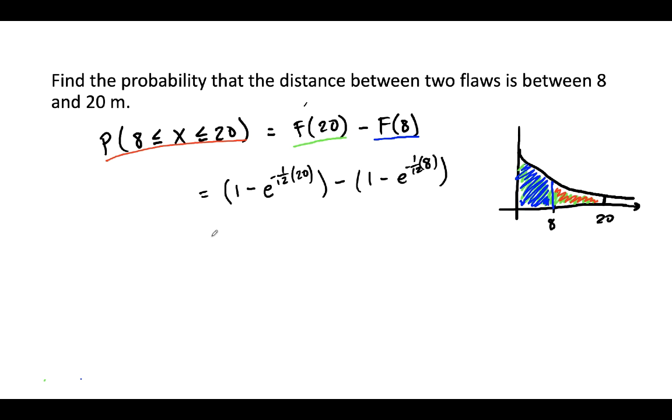The ones are going to cancel, and this one is going to be positive, so e to the negative 3/4 minus e to the negative 20 over 12, and then reduce to 5 over 3. At this point it's calculator time, and I get approximately 0.2835.